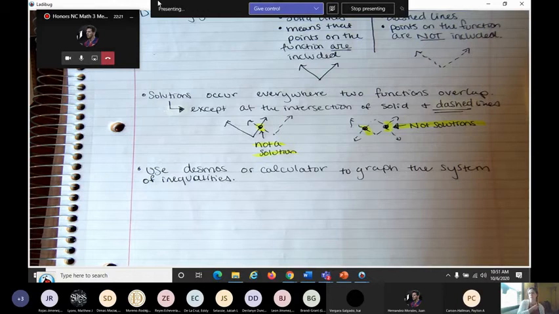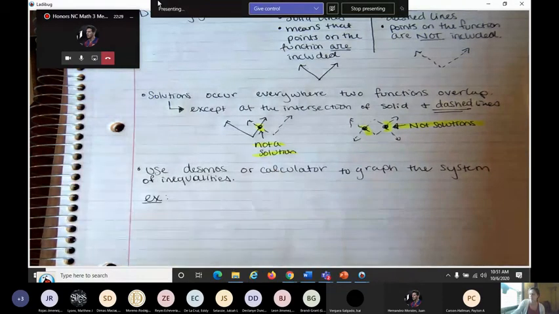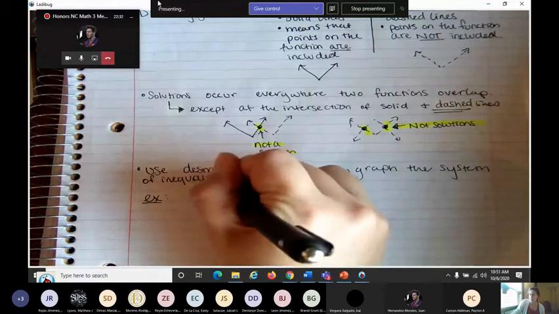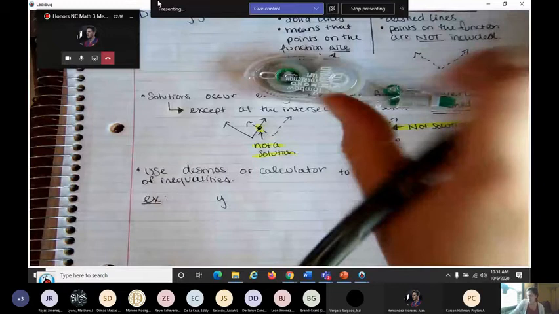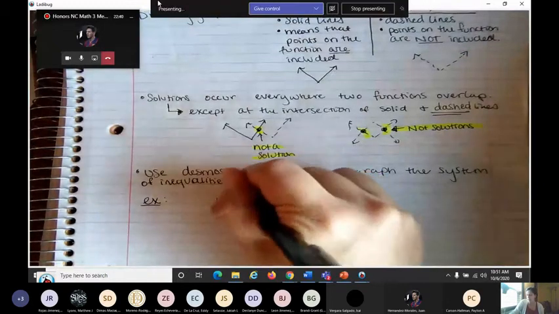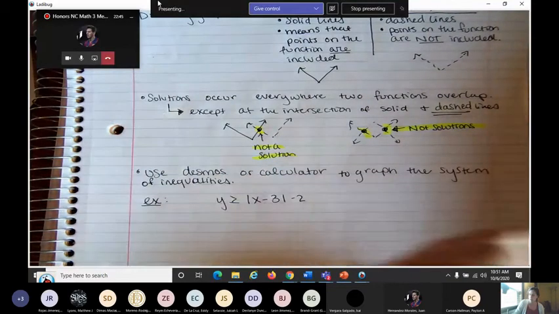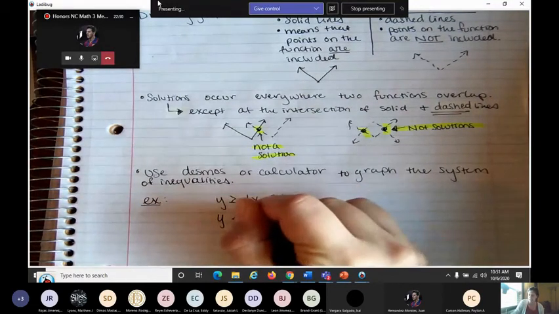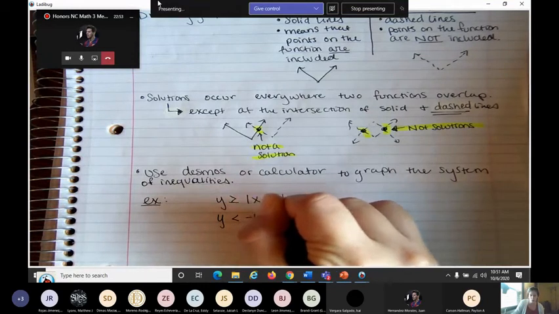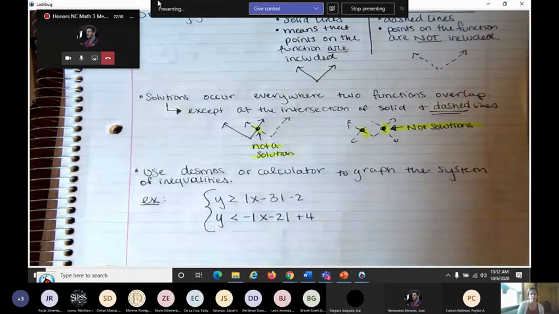Okay, so we'll do some examples to try to show these ideas a little bit more clearly. So on our first example, I'm going to have y is greater than or equal to the absolute value of x minus 3, minus 2. And my other inequality is y is less than the negative absolute value of x minus 2, plus 4. So this is my system of inequalities.